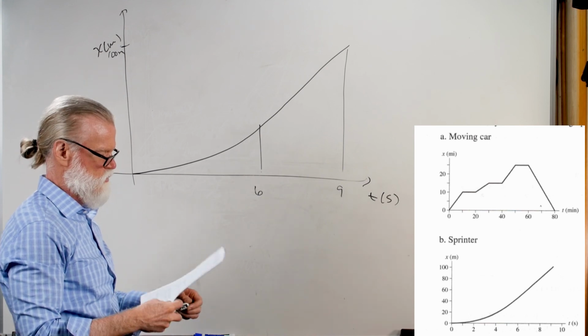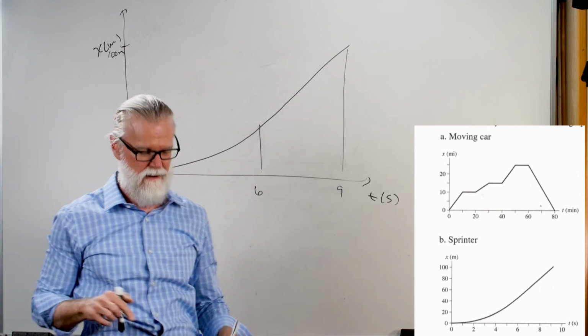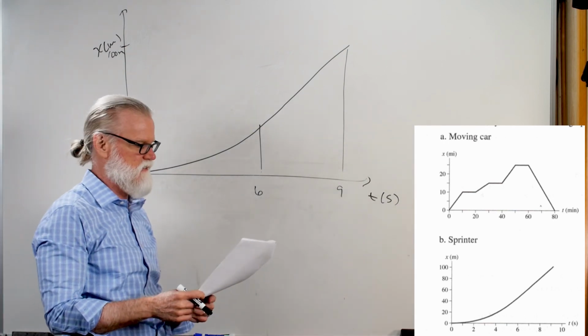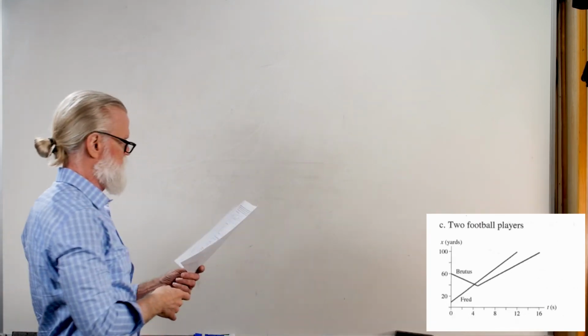The top speed of 20 meters per second. So that's a very good sprinter. That's a world-class sprinter there, finishing 100 meters in like 9 seconds. Yeah, that's pretty good. Two football players. We got Brutus and Fred.